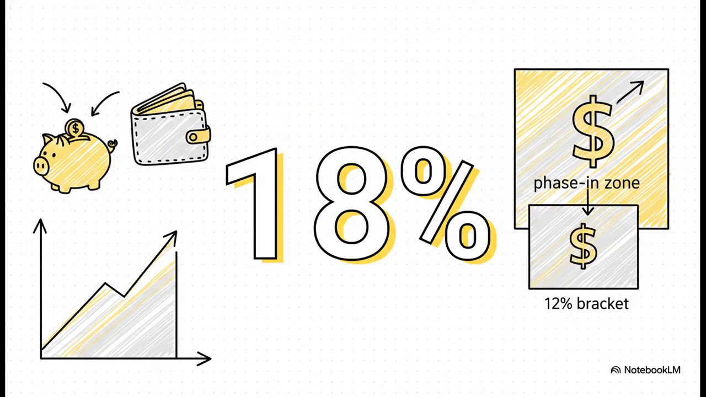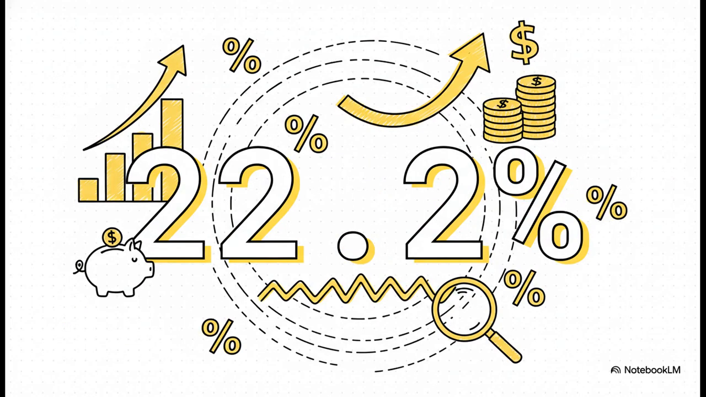So what does that actually feel like? Let's put some numbers to it. Say you're a retiree who's normally in the 12% tax bracket. The moment you enter that first phase-in zone, your tax rate on the next dollar you earn isn't 12% anymore. It's 18%. And it doesn't stop there. As your income keeps creeping up and pushes you into that second 85% inclusion zone, that same person in the 12% bracket is now facing an effective marginal rate of 22.2%. That is nearly double their supposed tax bracket.